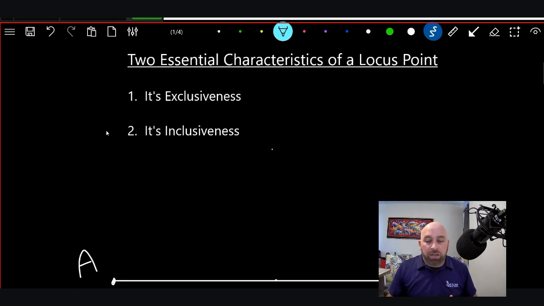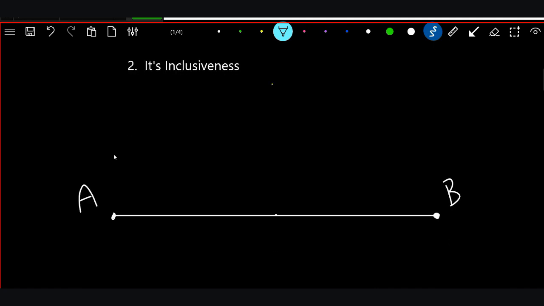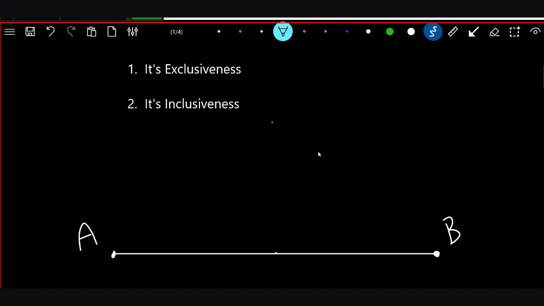Let's take for example, we have a line here, and I have a point A, which is the beginning of the line, and a point B, which is the end of the line. So here is the inclusiveness. Let's include all the points that are the same distance from A and B. Every point that is equidistant. So if I start drawing points here that are equidistant, you're going to see what ends up happening.